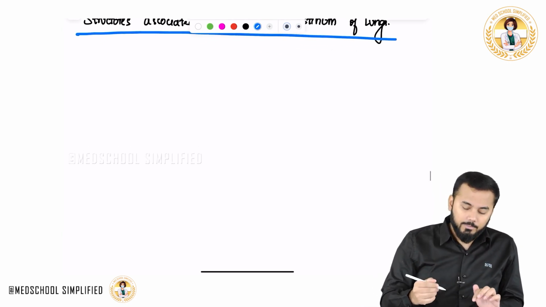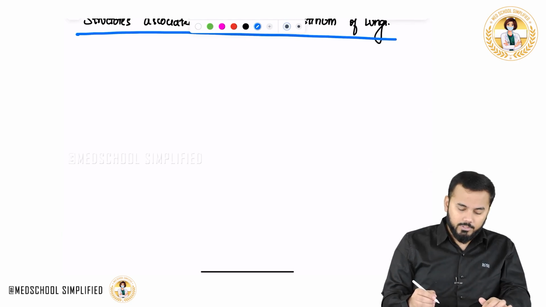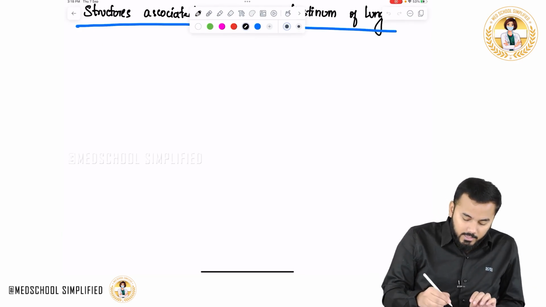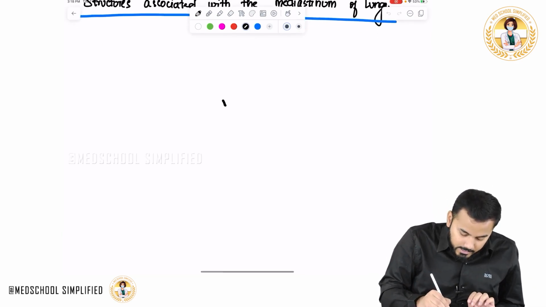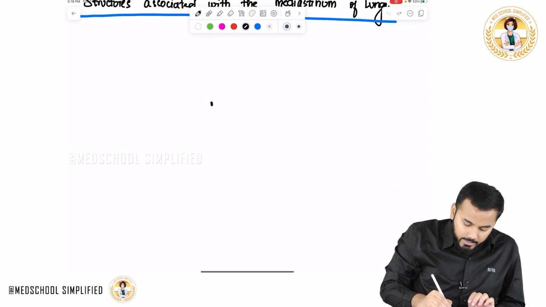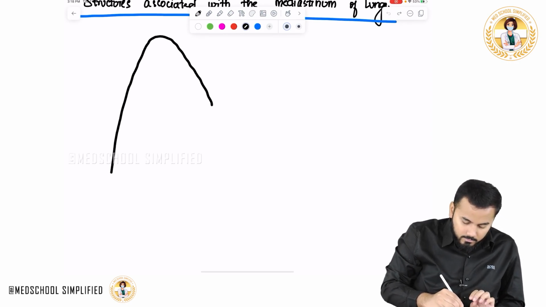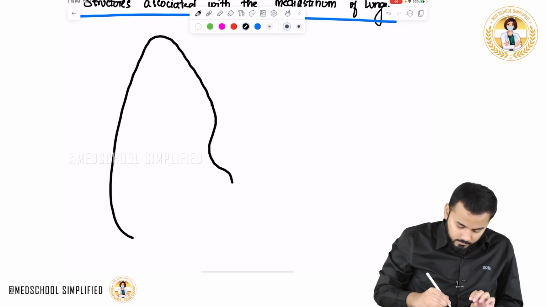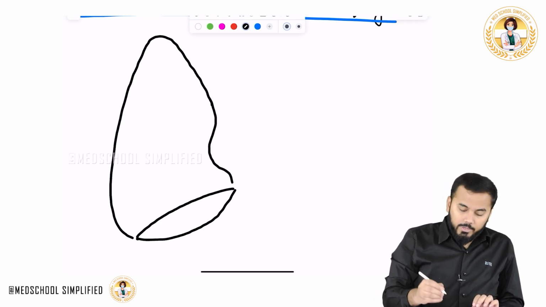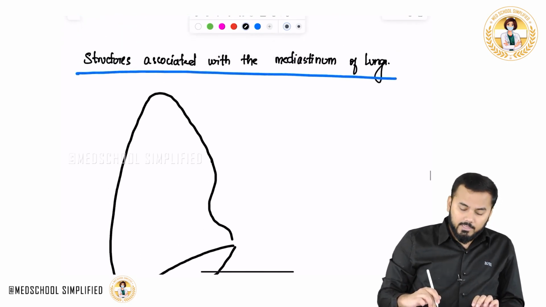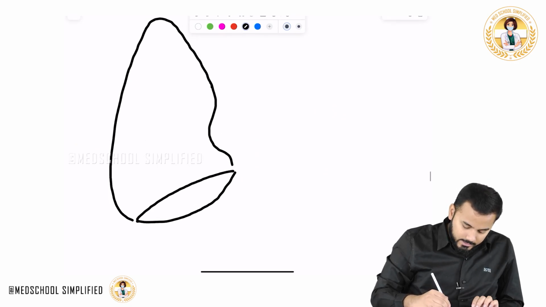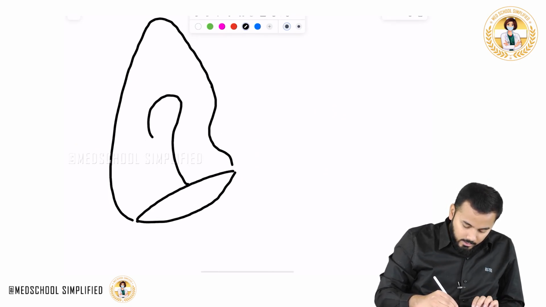Let us see the mediastinal surface of the left lung, and then we shall look into the right lung. First let me draw the mediastinal surface of the lung. Right, so this is the mediastinal surface of the left lung. Obviously the left lung will have its own root, so that is called the root of the lung. Let us say that this is the root of the lung.